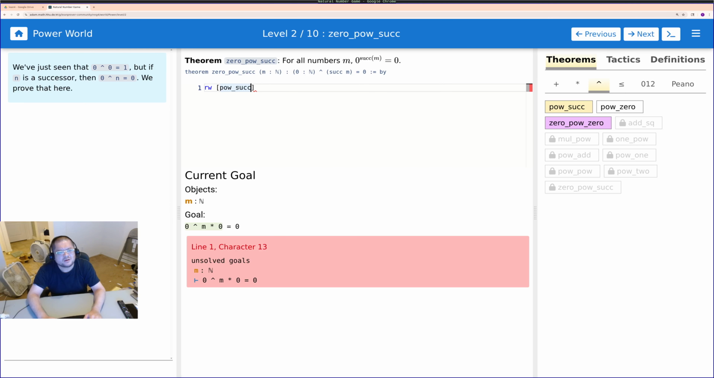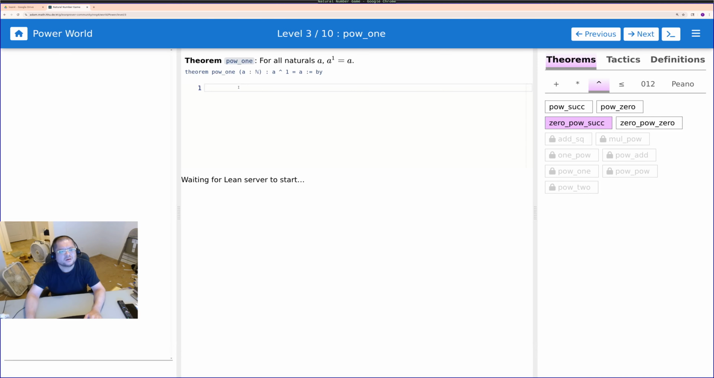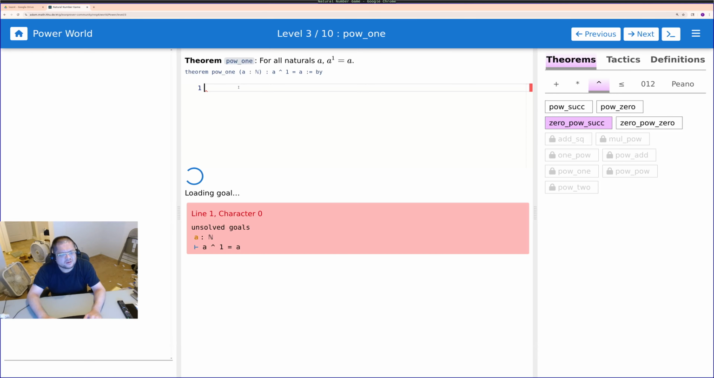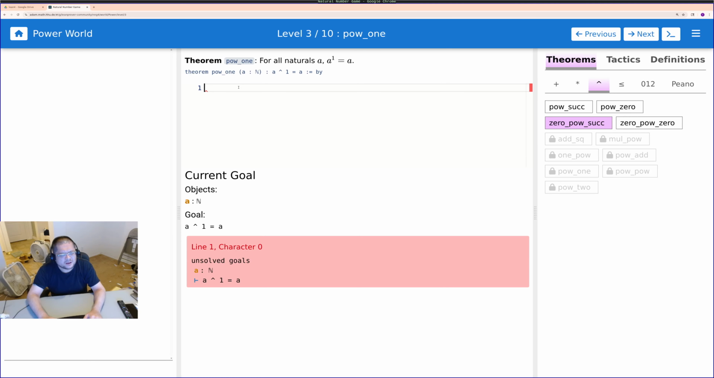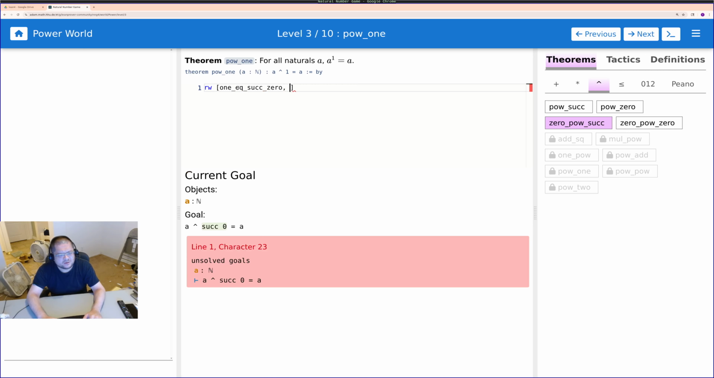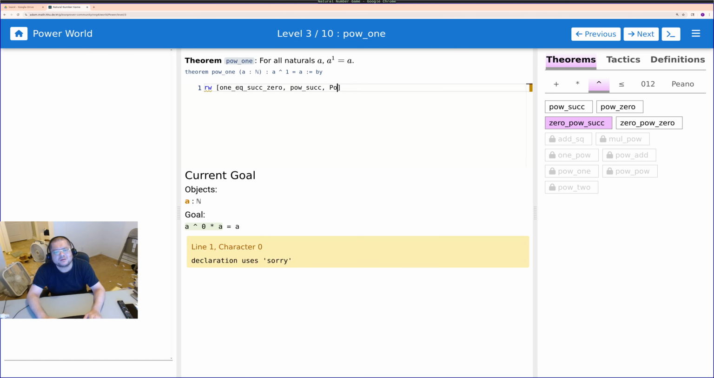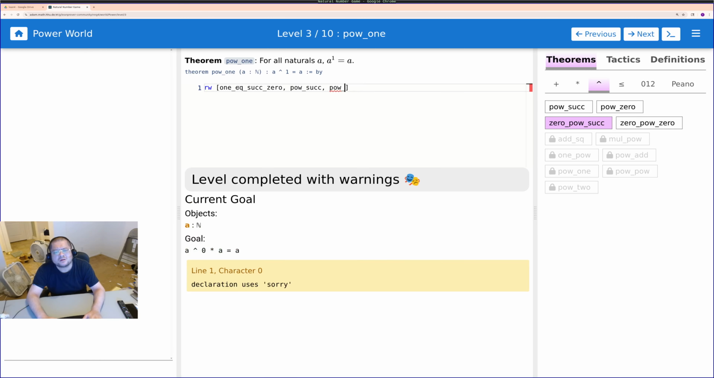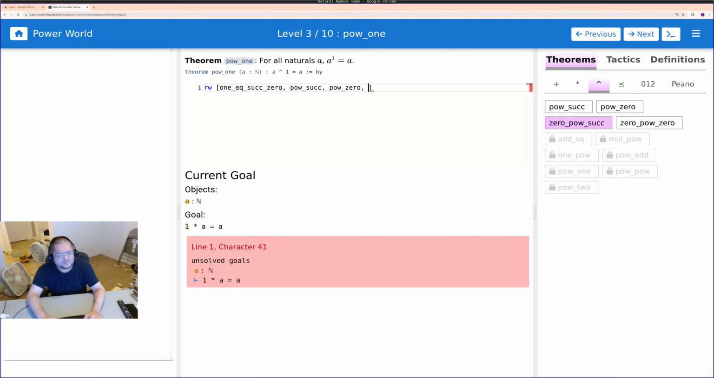Power successor. Now we're going to want to do multiply by 0. That's done. 1 equals successor to 0. Then we can do a power of successor, followed by a power of 0. Followed by 1 multiply. And now we're done.